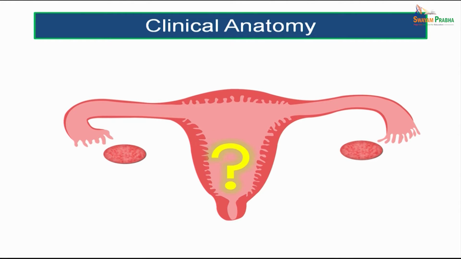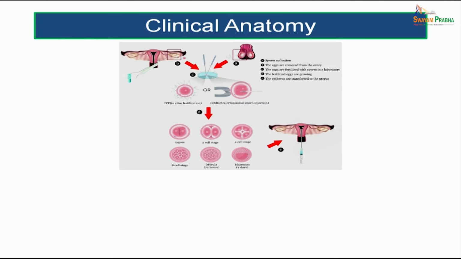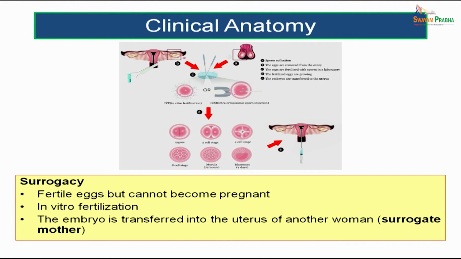Have you ever thought what will happen if there is no uterus? Sometimes for some females, the uterus will be removed due to some pathological conditions. So can they become pregnant or give birth to their young ones? Have you ever thought about it? There is a special term known as surrogacy.